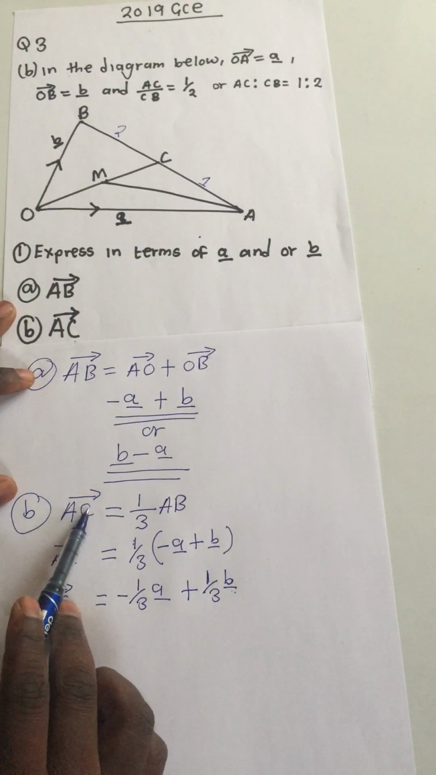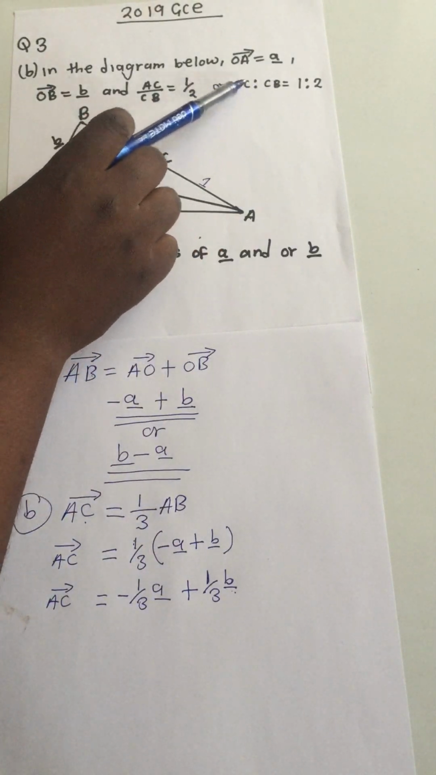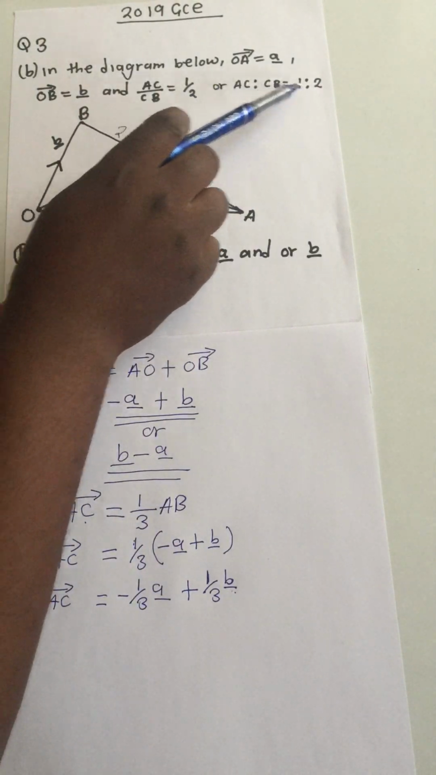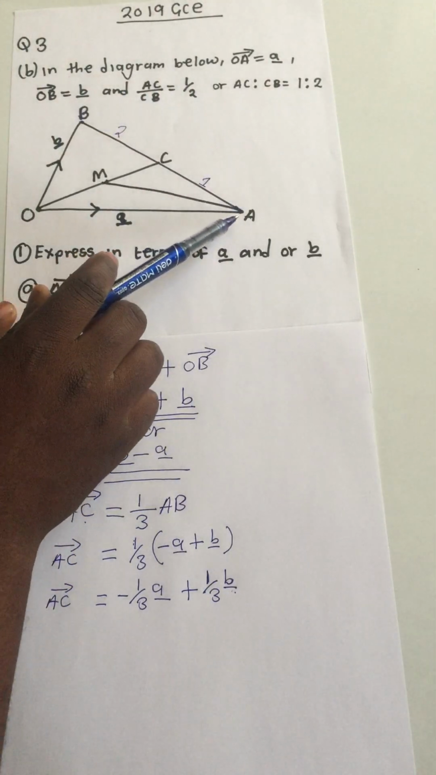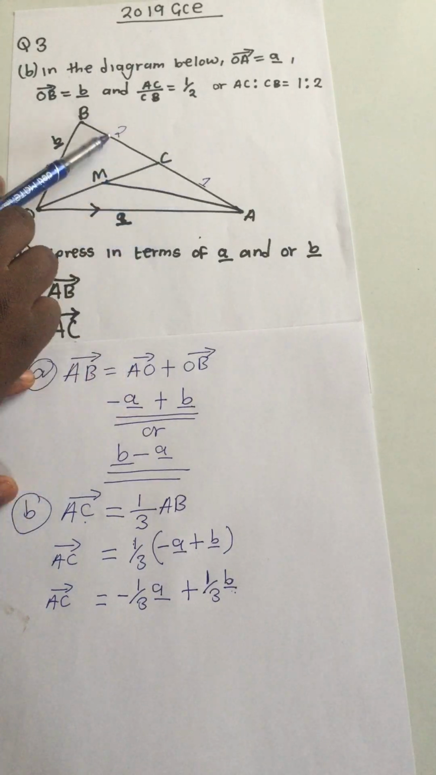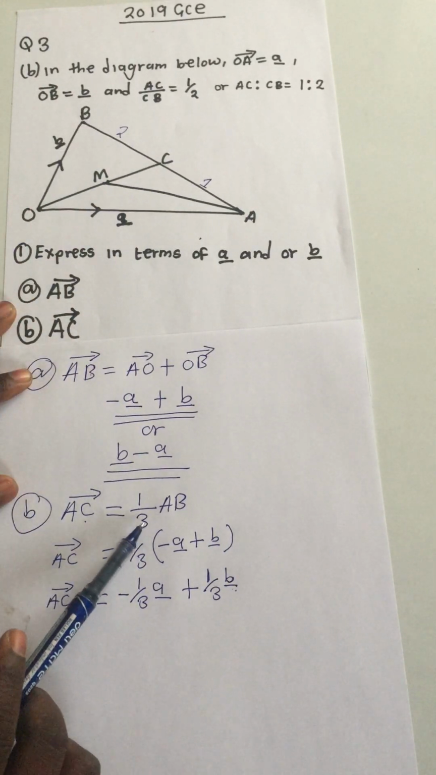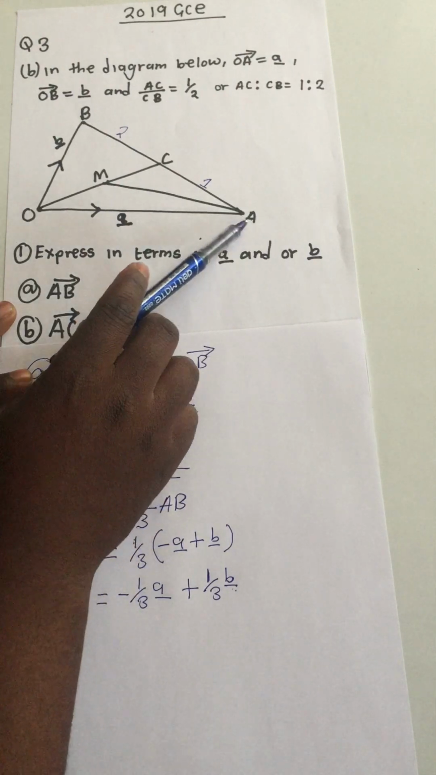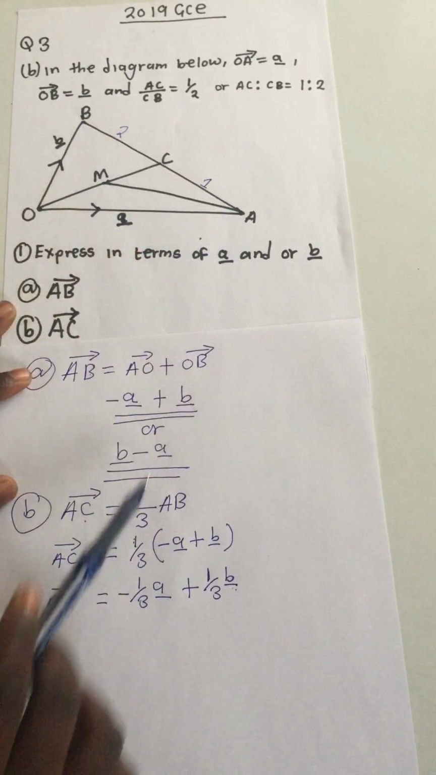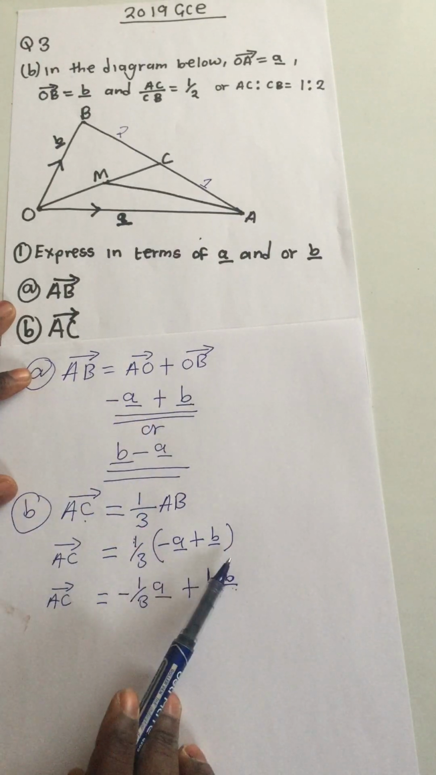So for you to find AC, you check, because in the question you have been given the ratio. AC it's 1, CB it's 2. So since they told you to find AC, you put 1 on top and you add the ratios, which is 1 plus 2, which will give you 3. And it's in line with AB. And AB, you know it, it's this vector, you put it here.